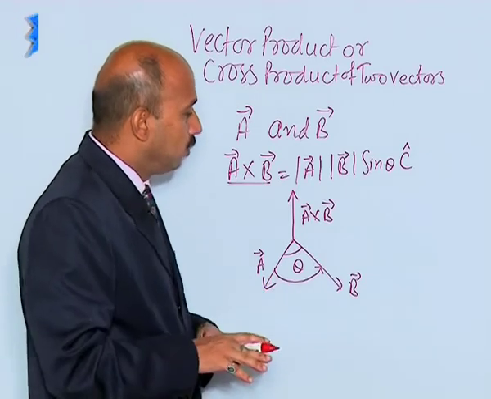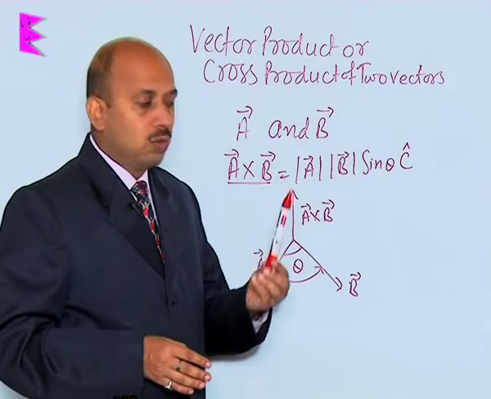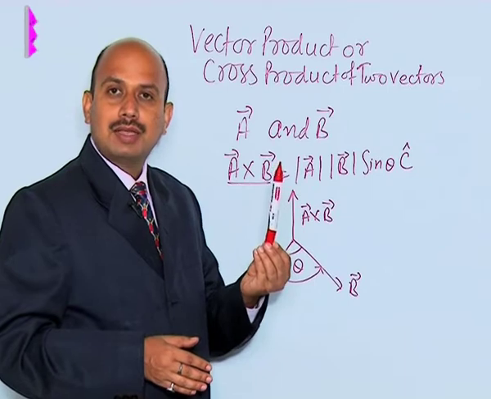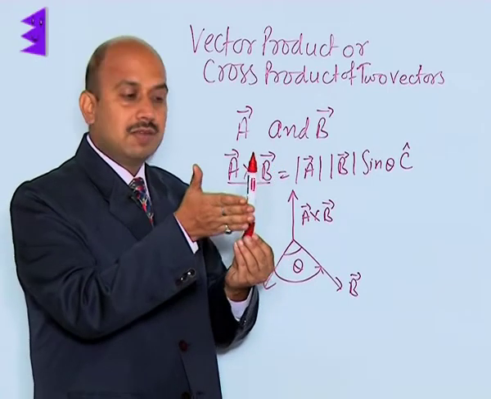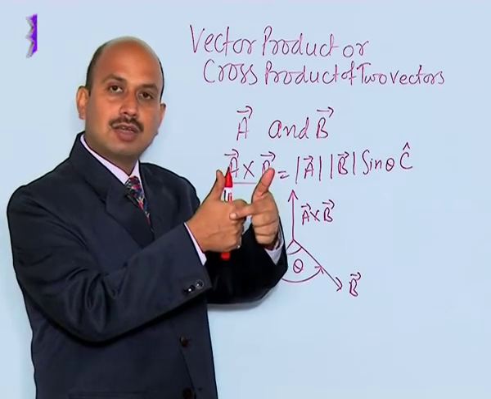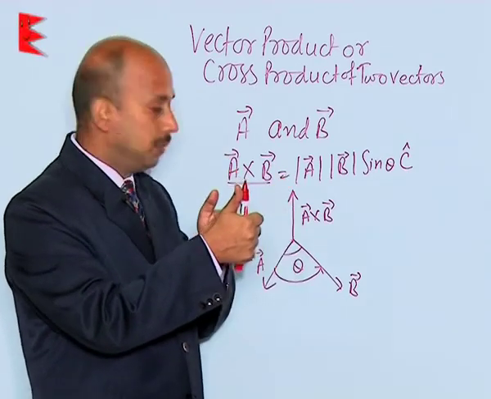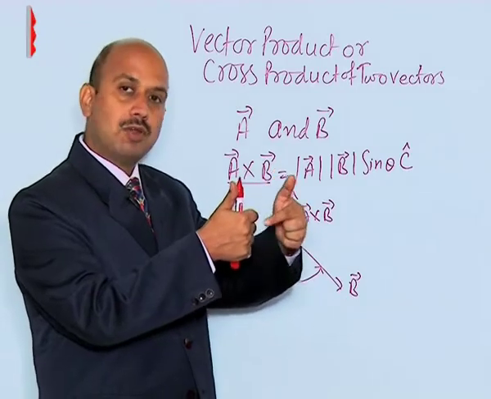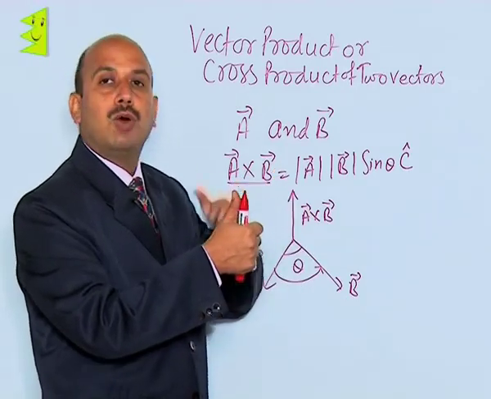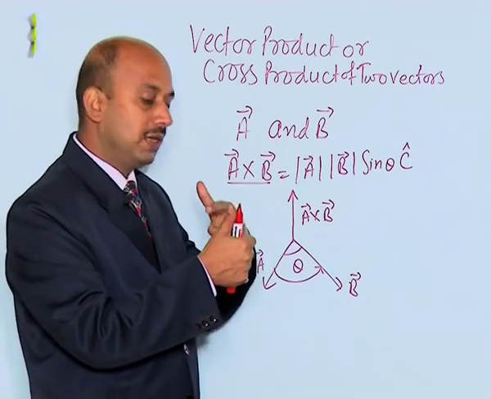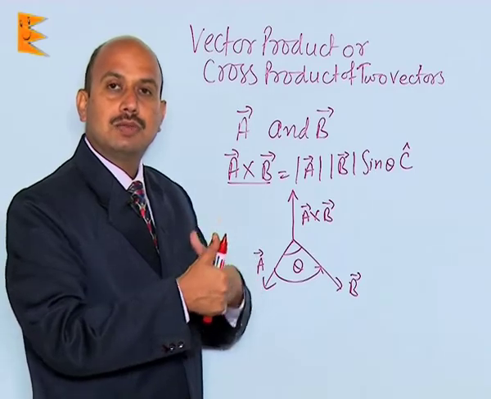Suppose this is a pen. You hold the pen in your right hand in such a way that the fingers are going from A to B. So, these fingers are curling from A to B because we are doing A cross B. When the fingers are curling from A to B, then the thumb is pointing in the direction of A cross B. So, the direction of A cross B is in the direction of the thumb.